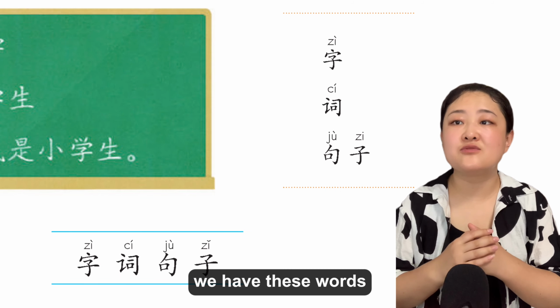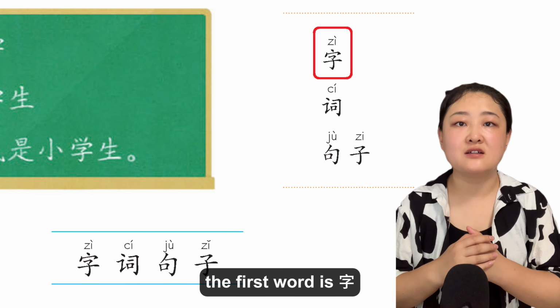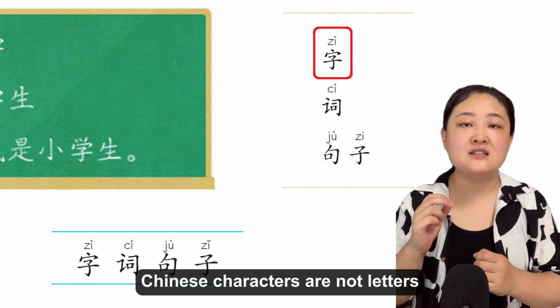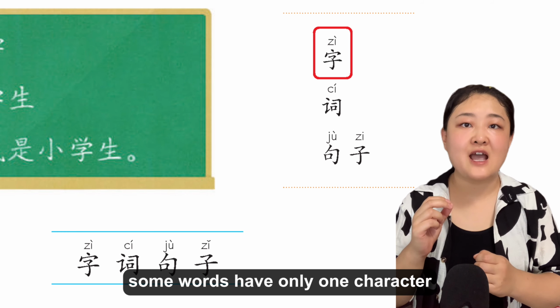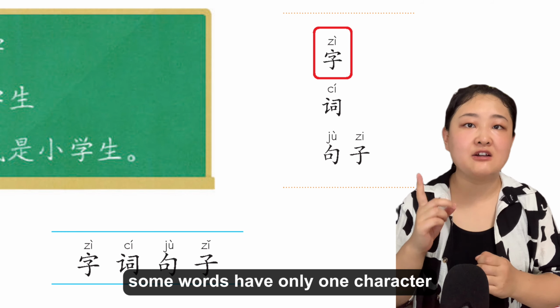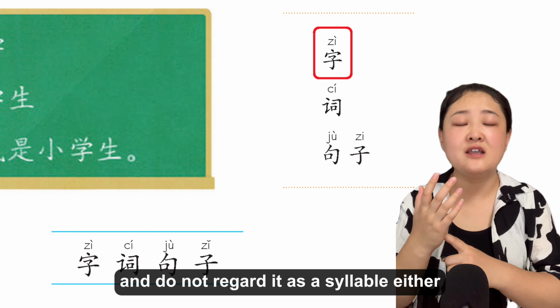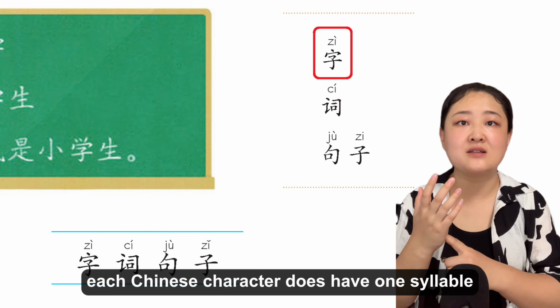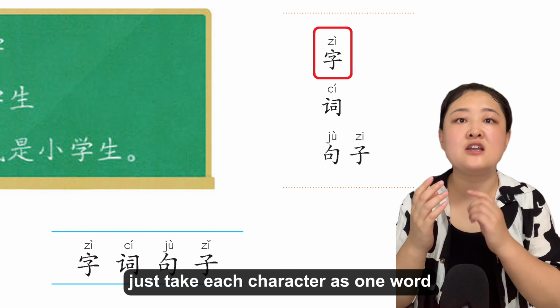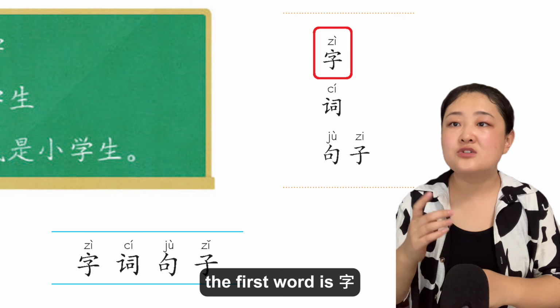So here on the right we have these words. The first word is 字. As I said at the very beginning of this series, take each Chinese character as one word because it has meaning. Chinese characters are not letters. Some words have only one character, some have two, some have three, some have four, some have even more. So, a character is not a letter, and do not regard it as a syllable either. Although each Chinese character does have one syllable, don't regard it as a syllable. Just take each character as one word. The first word is 字, the second one is 词, and the third one is 句子.